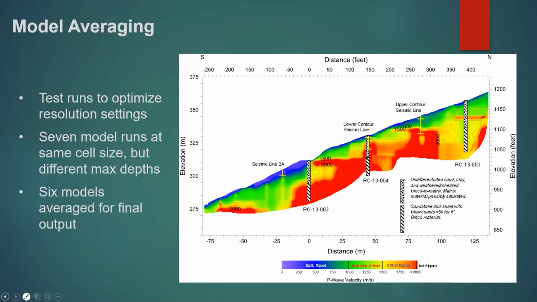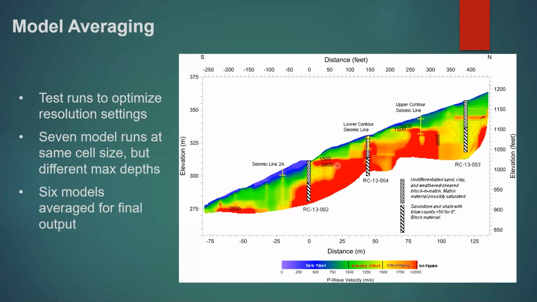So this is the final velocity plot that was produced from an average of a number of different models. We first of all used test runs to optimize resolution settings for this model. And then ultimately we ran 7 models using the same cell sizes, but using different maximum depths. And ultimately we rejected 1 model, so that we ended up having 6 models that we averaged out for a final output. And this is what we see here.